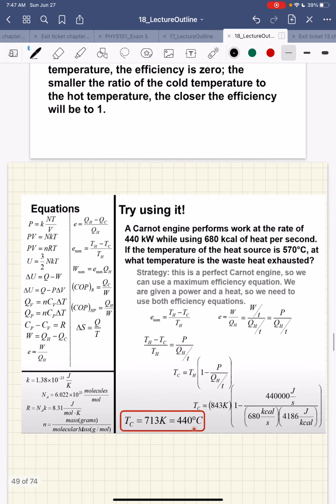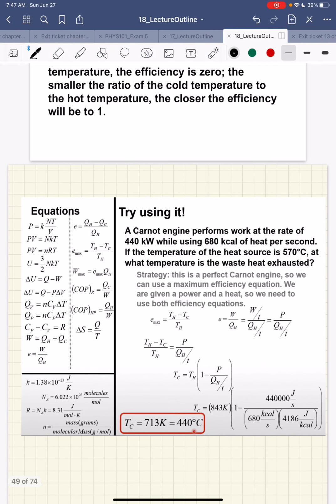Here we have an example. A Carnot engine performs work at a rate of 440 kilowatts while using 600 calories of heat per second. If the temperature of the heat source is 570 degrees Celsius, at what temperature is the waste heat exhausted?